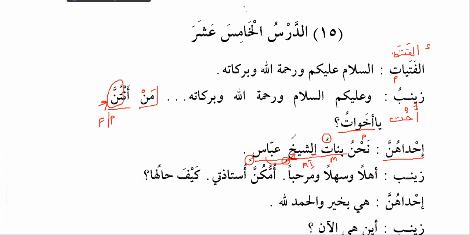A sheikh Abbasin. We are the girls of, or the daughters of Sheikh Abbas, Mr. Abbas, you can say in English. So Zainab says, Ahlan wa sahlan. Ahlan wa sahlan means welcome. Wa marhaban. Marhaban means greetings. This is how you greet in Arabic.